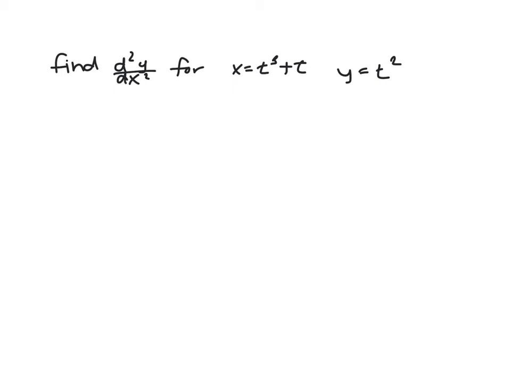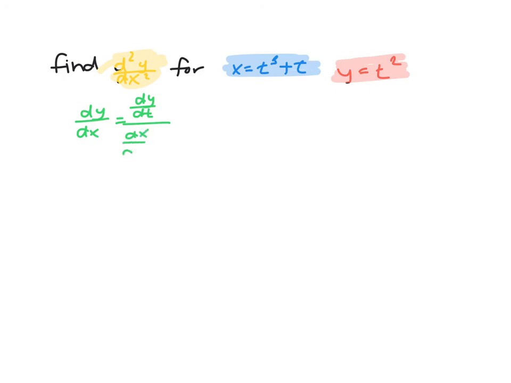So we're given a parametrically defined curve. x is t cubed plus t, and the y coordinate is given by t squared. We're tasked to find the second derivative. If we're going to find the second derivative, we need to start with the first derivative. Using our first derivative rule, the change in y with respect to the change in x of a parametric curve is given by the change in y with respect to time divided by the change in x with respect to time. The derivative of t squared is 2t. The derivative of x with respect to time is 3t squared plus 1.